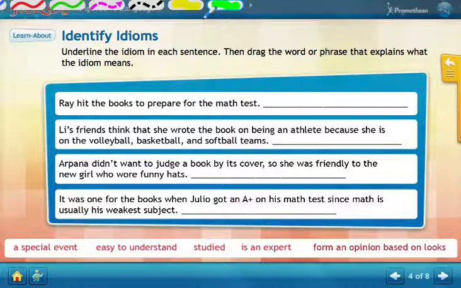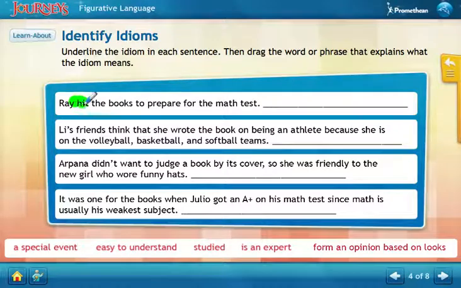"Ray hit the books to prepare for the math test." The idiom here is "hit the books." I don't think that if you hit a book, I'm going to hit a book here, that's going to help us prepare for our math test. That'd be nice, but that's not how it works, is it? So what do you think "hit the books" could mean? Our choices are down on the bottom: a special event, easy to understand, studied, is an expert, or to form an opinion based on looks. This one would be studied. Ray studied to prepare for the math test.